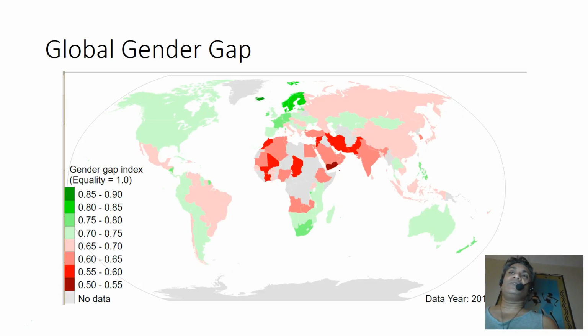So let's look at the global gender gap. This map shows us places where there is less and more gender equality according to this index. The more red, the more inequality. The more green, the more equality. Not surprisingly, the most unequal places tend to be in Africa and the Middle East. The most equal places appear to be Iceland and Western Europe.